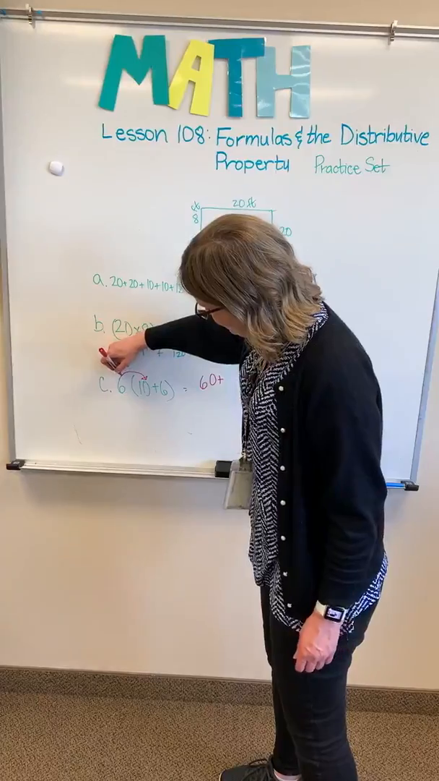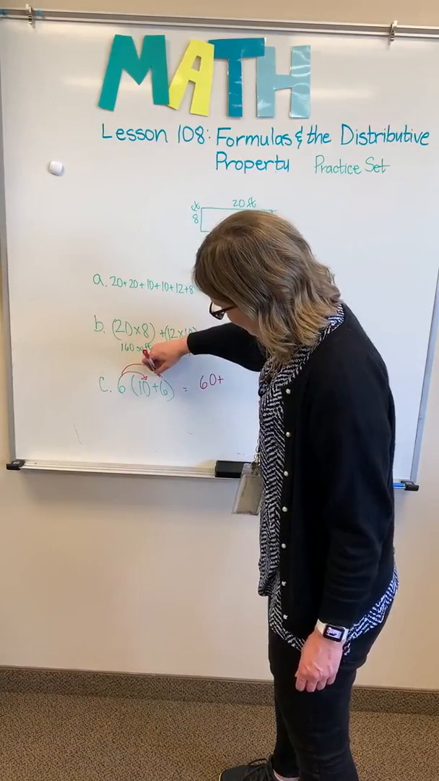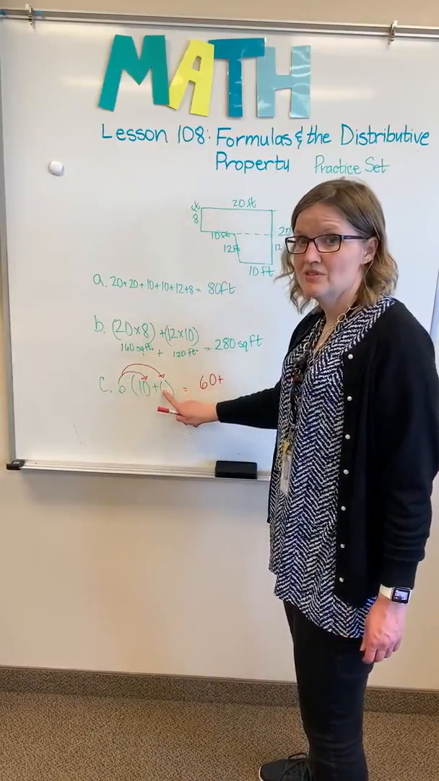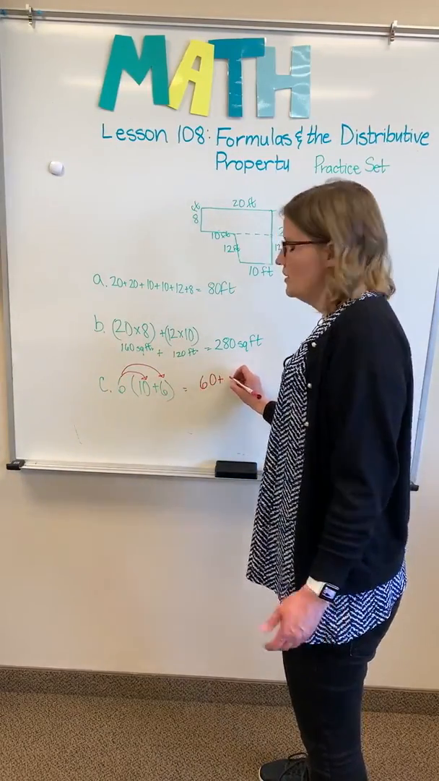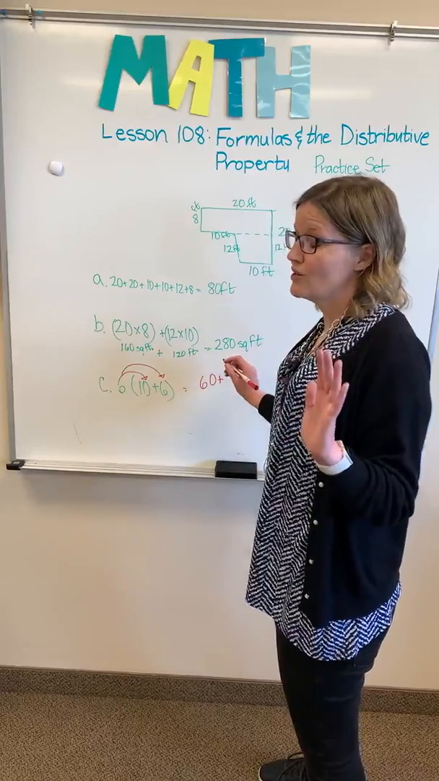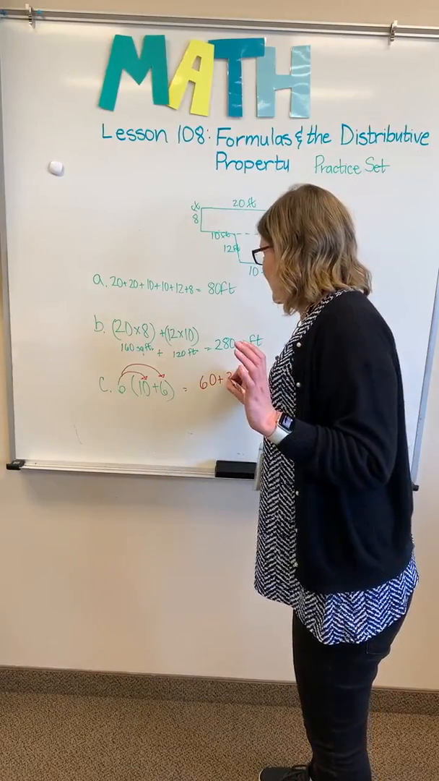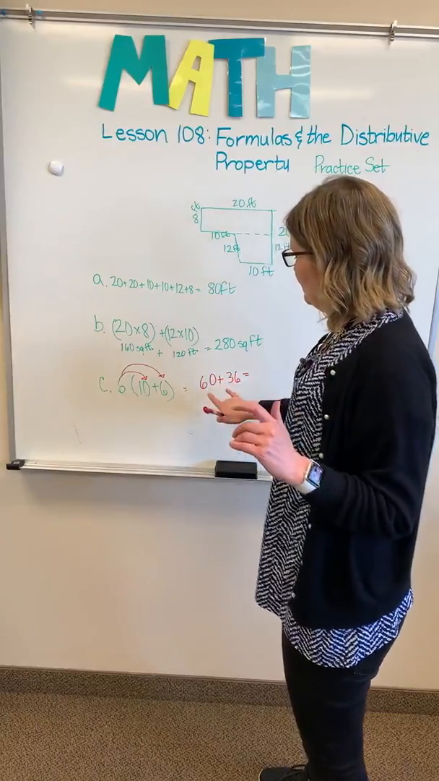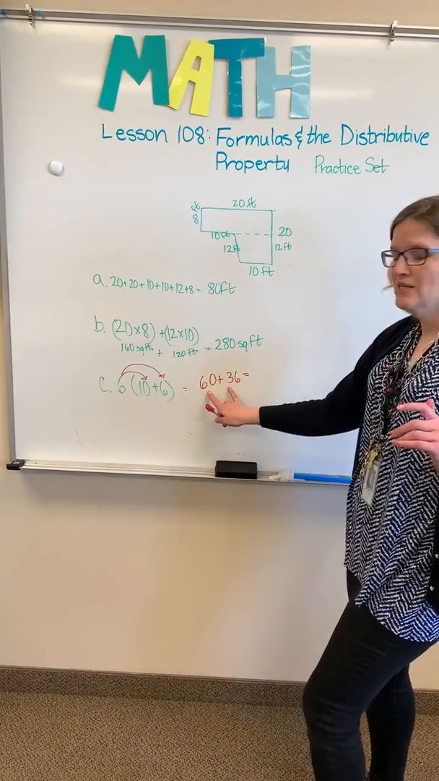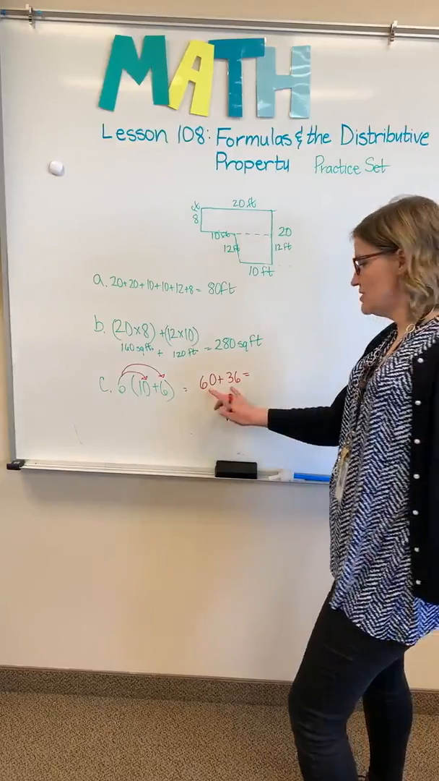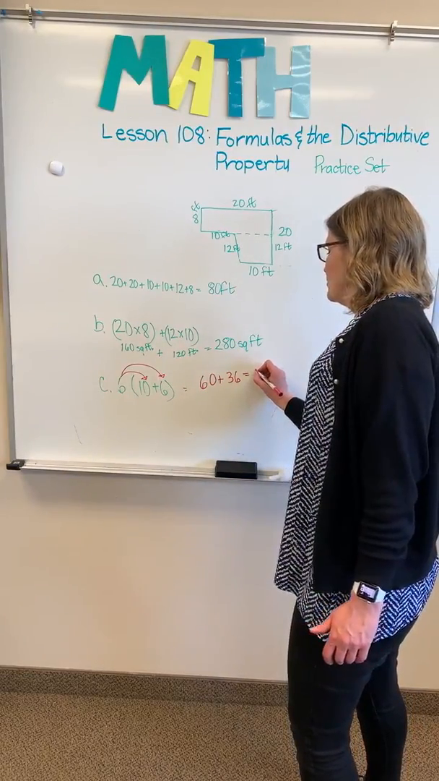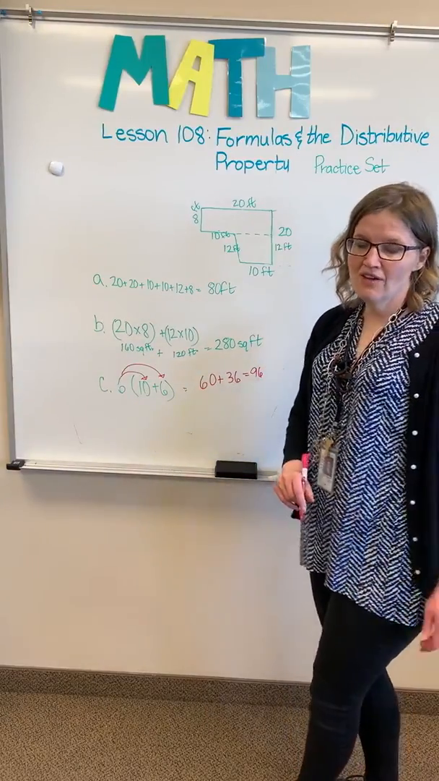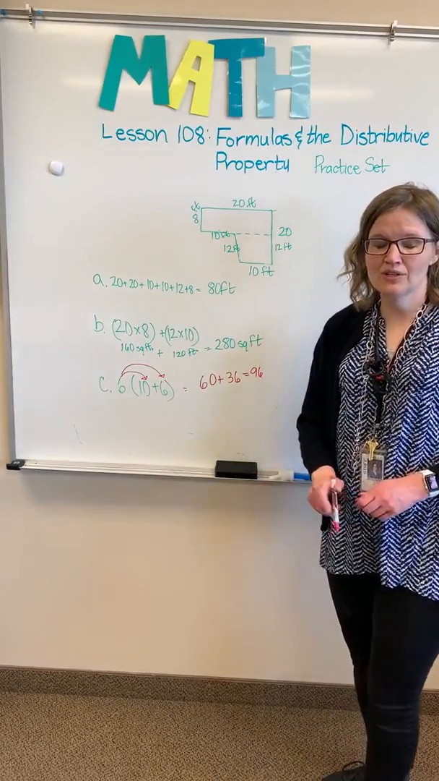Then we multiply 6 times 6 for the second part. And being the math students that we know our 6's so well, we say, oh yeah, that's 36. And then we add these together. 60 plus 36 equals 96. And there you have it, our practice set for 107.